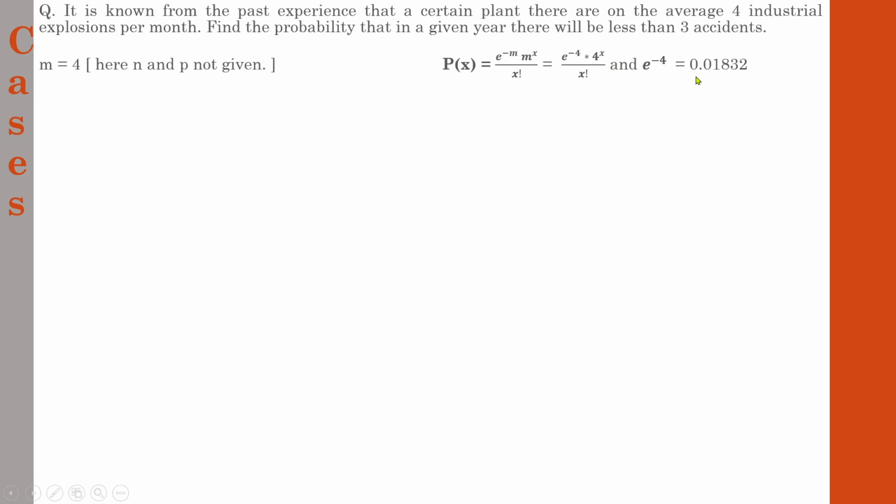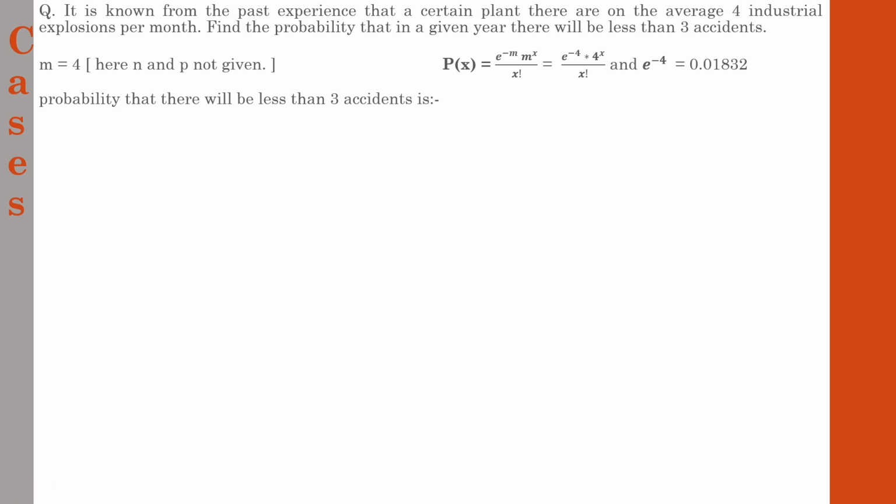And e raised to minus 4 is 0.01832. Just go through the table given in the question and try to find the value of e raised to minus 4. I hope you have gone through the previous case, the third semester situation, where we learned about computing e raised to minus m. You need to learn how to find e raised to minus whatever the value to find the value of Poisson distribution. So let's come back. What was the case under study? You are asked to find the probability that there will be less than 3 accidents.